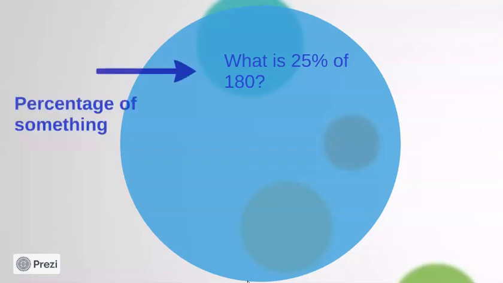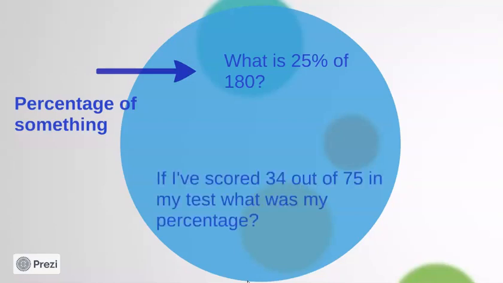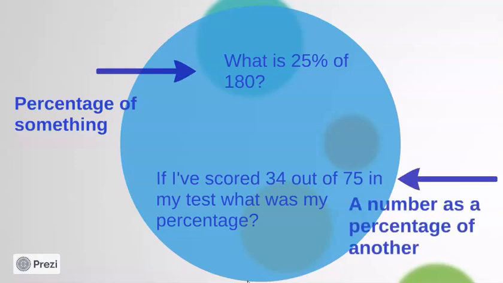There are two examples of questions that we tend to see with percentages that people struggle with. The first one can be phrased like this: what is 25% of 180? This is referred to as a percentage of something. The other type of question you might see is phrased: if I scored 35 out of 75 in my test, what was my percentage? We would call this a number as a percentage of another. In today's video, we're going to focus on a percentage of something.